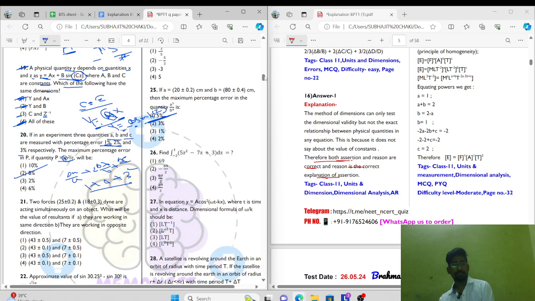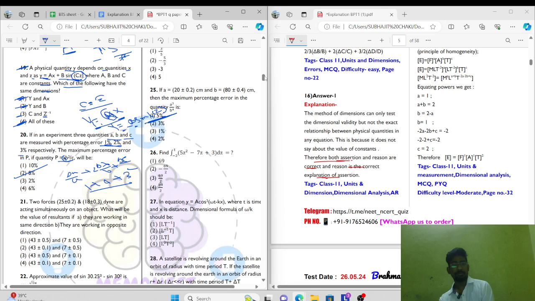Okay, question number 21. Two forces, this and this, act simultaneously on an object. What will be the value of the resultant if they are working in the same direction? The resultant will be the summation of these two forces. That will be equal to 43 plus 0.2, 0.3. These are the errors. Whenever you are adding, the error will also be added. So it will become 0.5. So 25 plus 18 means 43, and 0.2 plus 0.3 is 0.5.